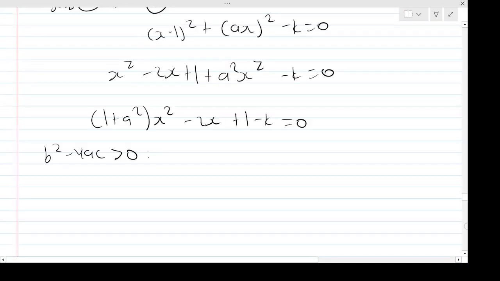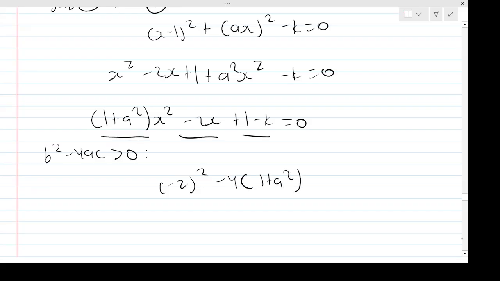If it's above 0, then if we compute the discriminant here, b² is just (-2)², minus 4 lots of a, which is this coefficient here, 1 + a², lots of c, which is 1 - k, and that's to be above 0. Cool, then we just expand it.